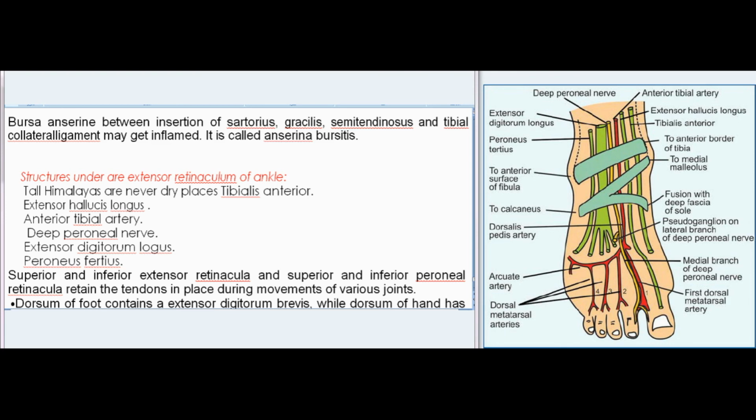Structures under the extensor retinaculum of ankle: "Tom, Harry and Dick are never dry places" mnemonic. Tibialis anterior. Extensor hallucis longus. Anterior tibial artery. Deep peroneal nerve. Extensor digitorum longus. Peroneus tertius. Superior and inferior extensor retinacula and superior and inferior peroneal retinacula retain the tendons in place during movements of various joints.